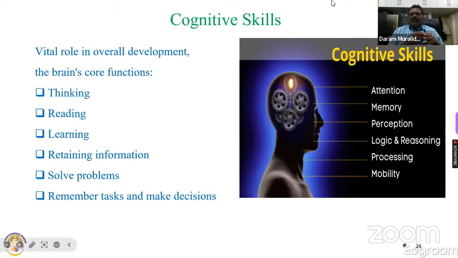And another one is cognitive skills. This is very, very important. That is thinking, reading, learning, retaining information, solving problems, remembering tasks and making decisions. Almost all the parts of your brain are going to be involved in these cognitive skills. And these are all very vital in employability.